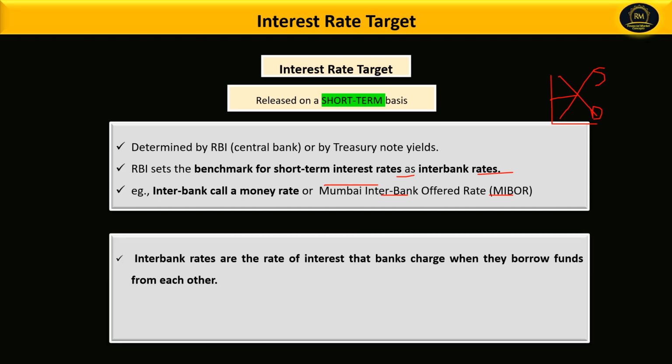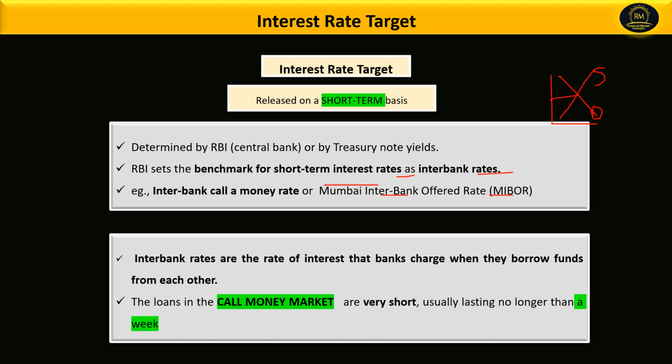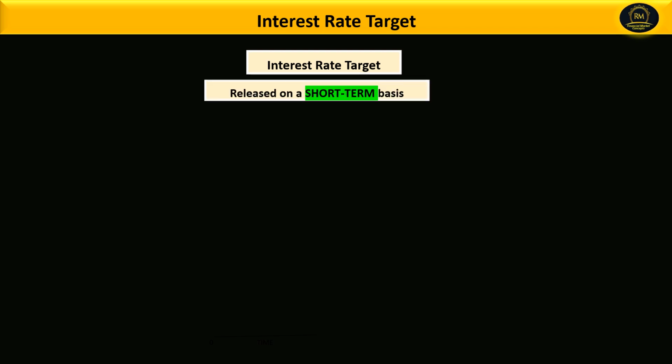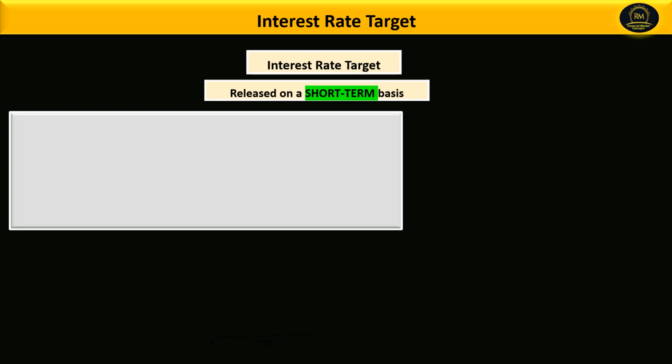It is the rate of interest that banks charge when they borrow funds from each other. The loans in the call money market are very short, usually lasting no longer than a week, and are often used to help banks meet the reserve requirement. So this clearly shows that the interest rate target plays a very important role as an intermediate target of monetary policy because it provides information about the interest rate on a short-term basis to the policymakers.